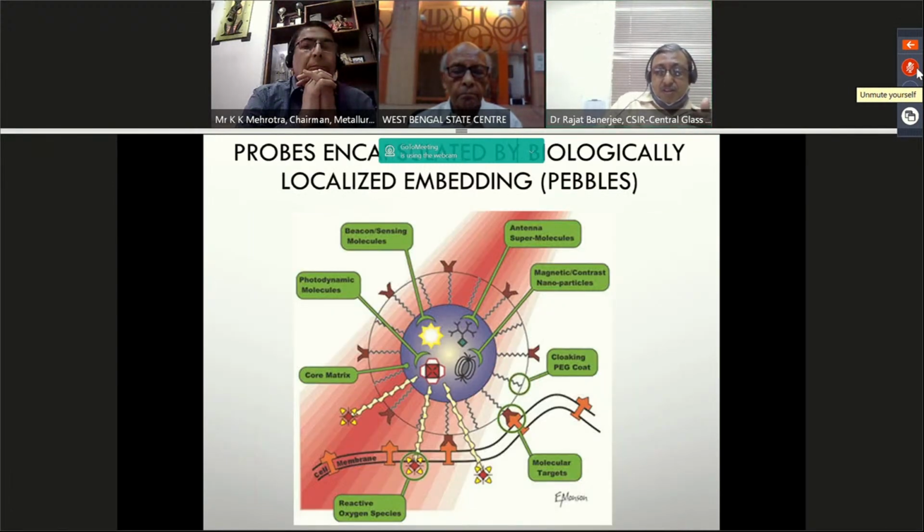This is what is called a pebble. This is the technology which is coming up. I'm telling you, the technology is in the final stage. It is coming up, and it will be very soon. Those who are afflicted by brain cancer, I think they will get relief from this.